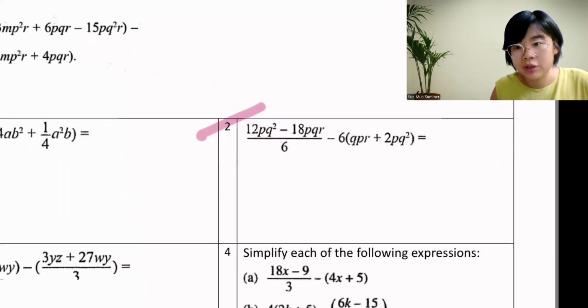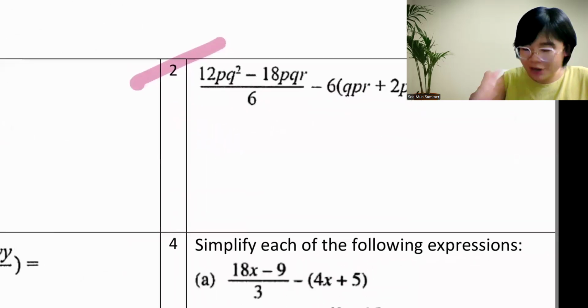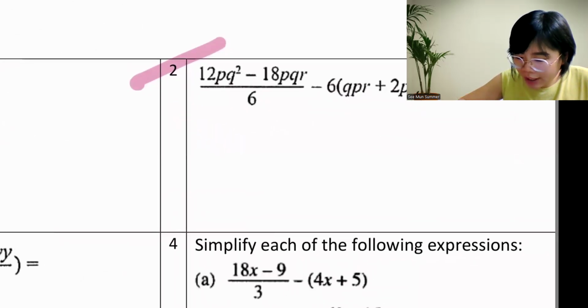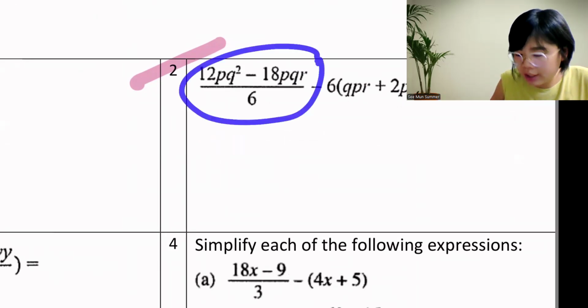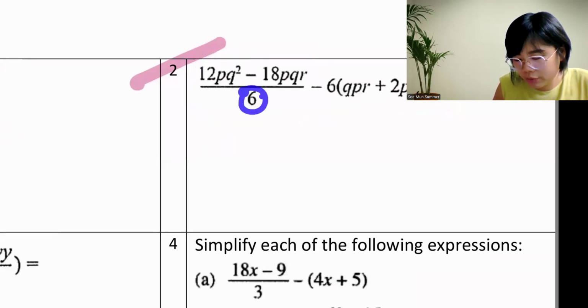Okay, now let us go to the next question, which is 2. Anyone want to try? You can try first. What is this about? So how do I combine? Can you see we have a fraction and a non-fraction here? So first thing first, I want to remove the divide here. It is very troublesome, right?